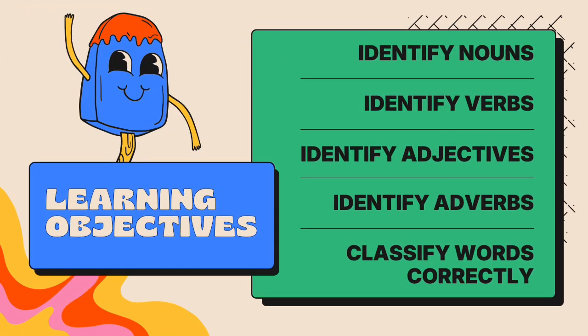Okay, let's take a look at today's learning objectives. After today's lesson, you should be able to identify nouns, verbs, adjectives, and adverbs correctly, and you should also be able to classify words based on their word class. Hopefully, after this material, all of you will understand the difference between these four word classes.